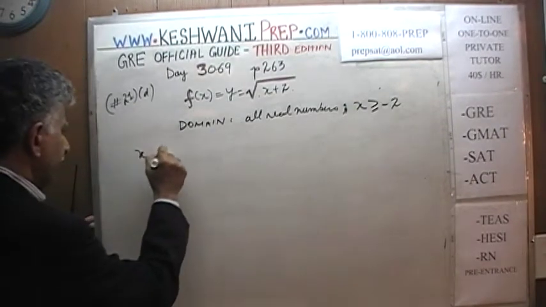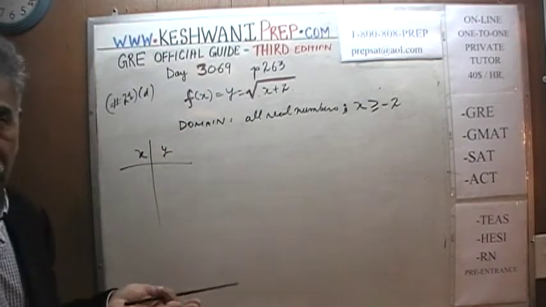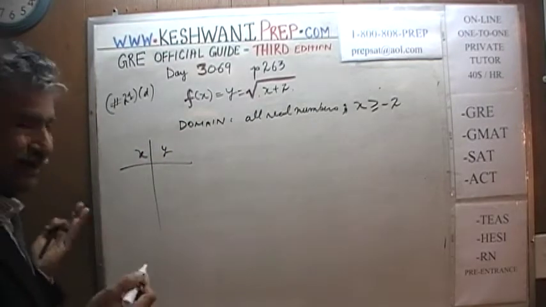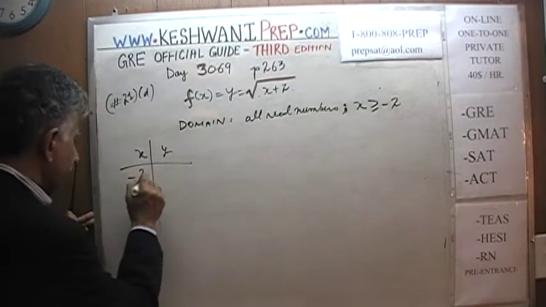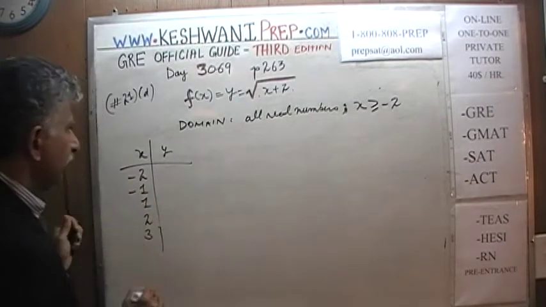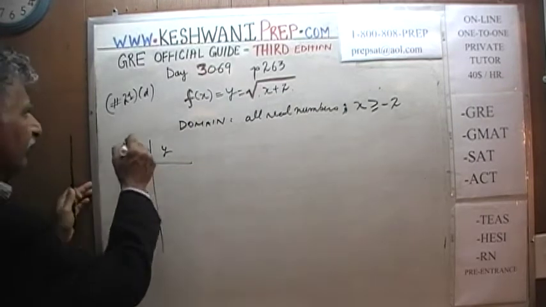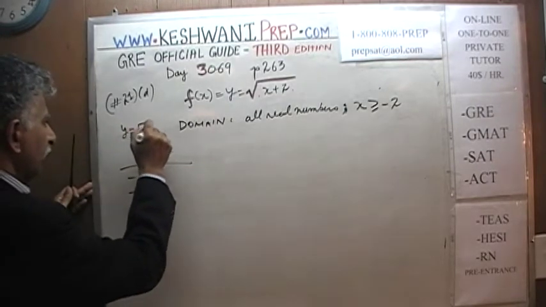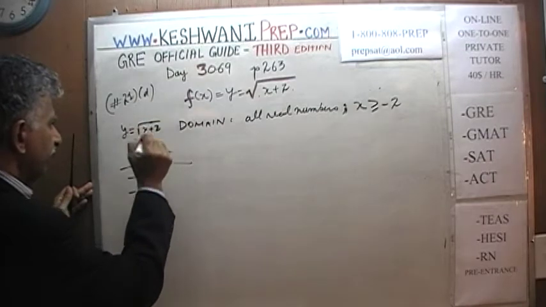Here are our x values, there are our y values, and we know x has to be equal to negative 2 or something more than that. It cannot be negative 3. So let's start with negative 2. Negative 2, negative 1, 1, 2, 3, and see what happens, okay? And this is the relationship we're using, square root of x plus 2. Stay with me in the story, x plus 2.